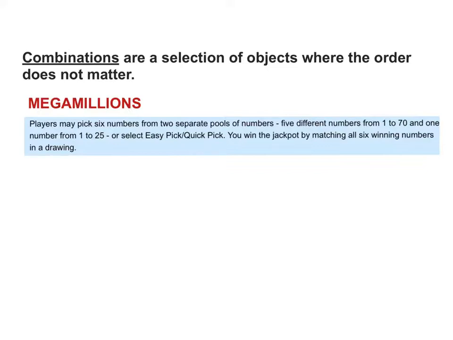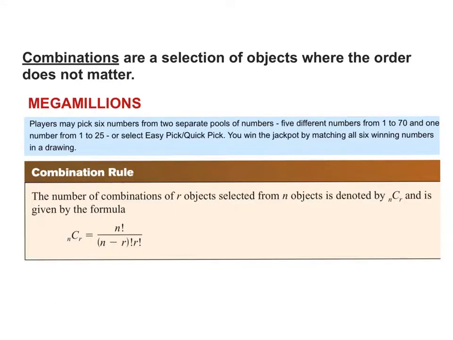Let's look at the combination formula first. The combination formula is very similar to the permutation formula. The biggest difference, however, is we have this extra r factorial down here. Let me highlight it. That's the difference between the combination formula and the permutation formula. When we divide by r factorial, we are eliminating all of the different permutations that contain the same values, because the order doesn't matter.